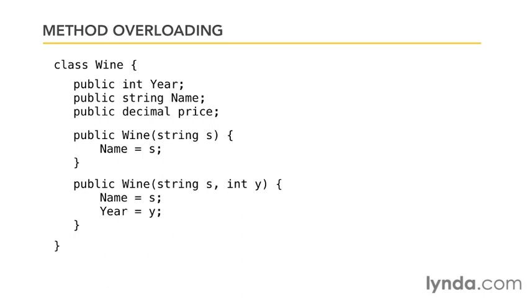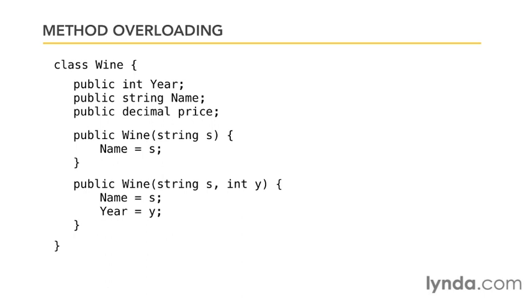You might be saying, well, wait a minute, you've already got a constructor function called wine. Isn't this a problem? Aren't you redefining something? No, not really. What I'm doing here is I'm overloading the wine constructor. And this doesn't just work with constructors. You can do this with any function. I just happen to be doing it with the constructor function here.